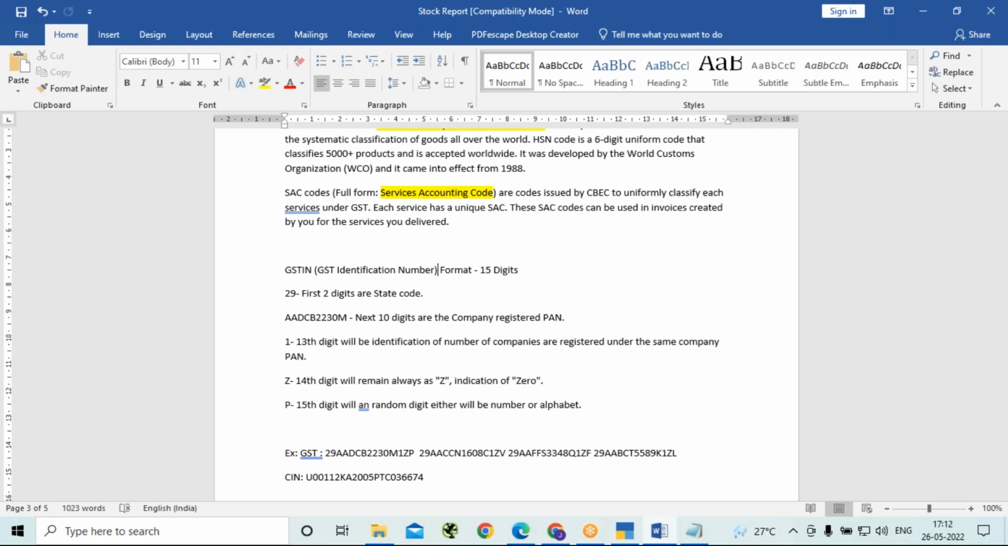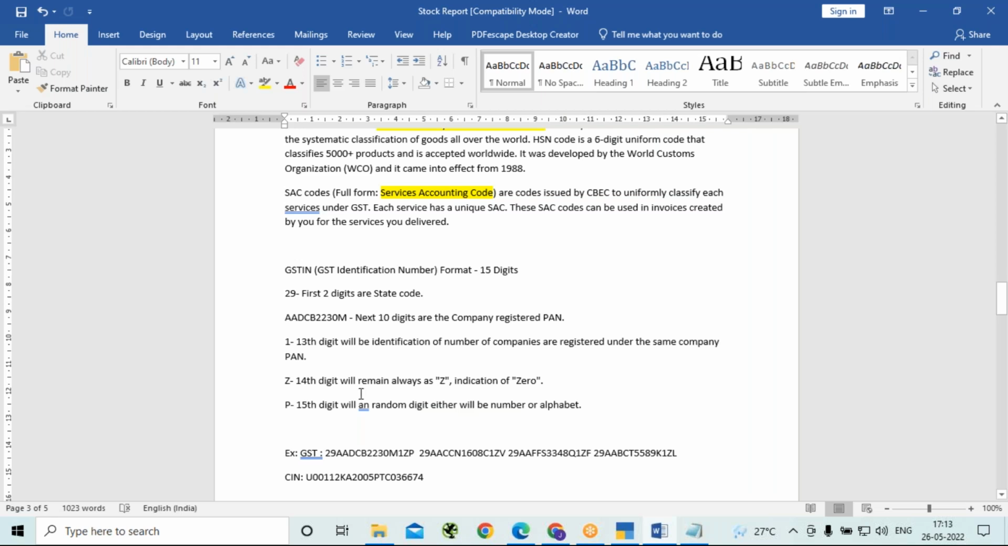After the 2-digit code and 10 digits of PAN number, the 13th digit identifies the number of companies registered under the same PAN. I have registered my business and received a PAN number for it. In case I run multiple businesses with the same PAN number, the 13th digit in the GST number identifies how many businesses have been registered under the same PAN. The 14th digit always remains Z. Then the last digit is a random digit, which is either a number or an alphabet.